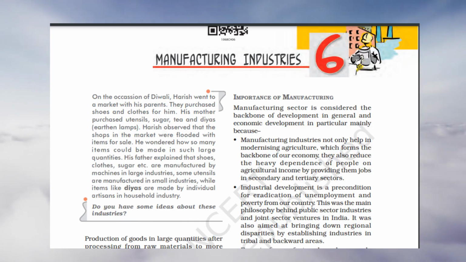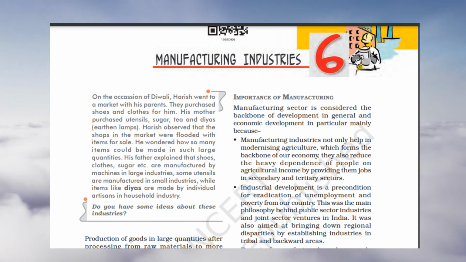On the occasion of Diwali, Harish went to a market with his parents. They purchased shoes and clothes for him. His mother purchased utensils, sugar, tea and diyas, earthen lamps. Harish observed that the shops in the market were flooded with items for sale. He wondered how so many items could be made in such large quantities.